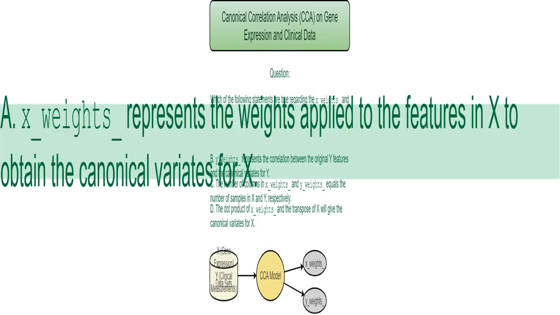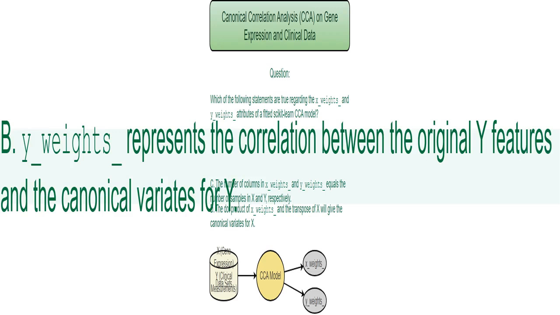This statement is correct. The x_weights_ are the numbers I multiply each gene expression feature with to get the canonical variates for X, which are the linear combinations that maximize the correlation. Think of them as the recipe for making the best combination of gene expressions. This statement is incorrect. The y_weights_ are the weights, not the correlations. They're the multipliers, like the x_weights_ for the Y data.